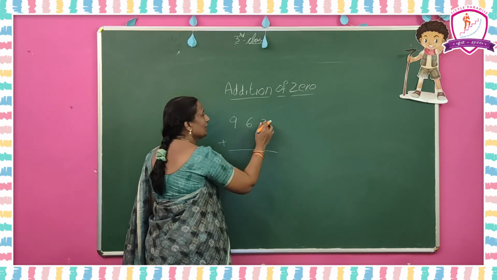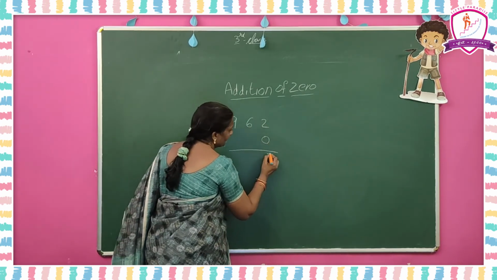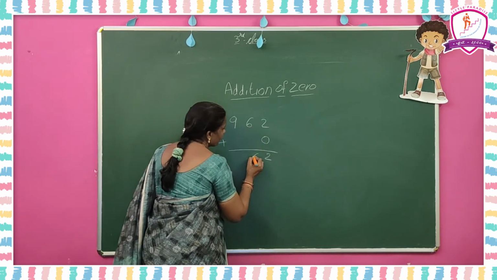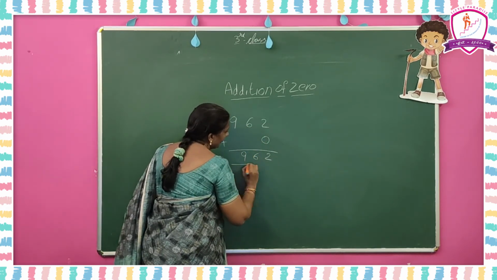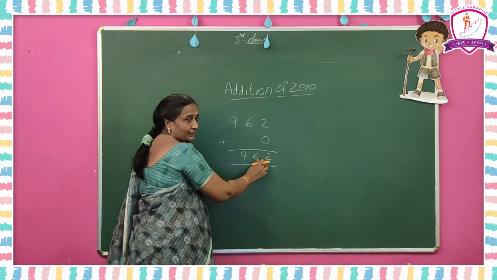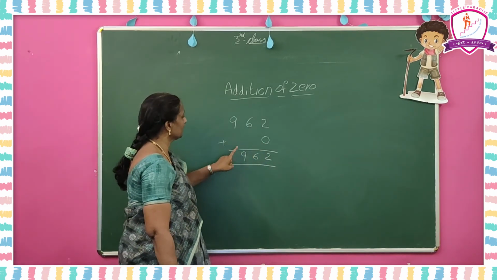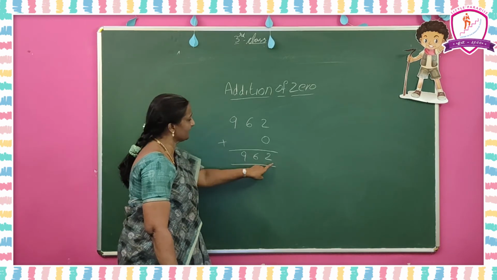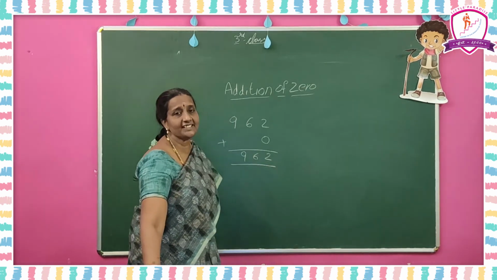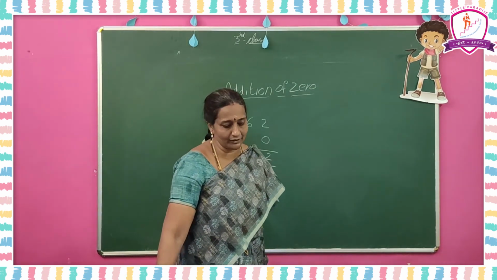962 plus 0. 2 plus 0 is 2. 6, 9. Again we got 962. That means if we add 0 to any number, the number remains the same. This is the addition of 0 property. Okay.